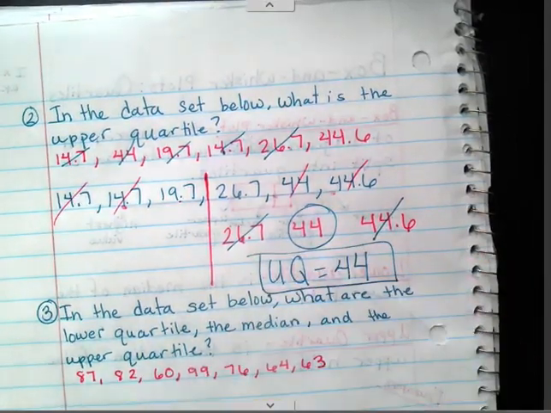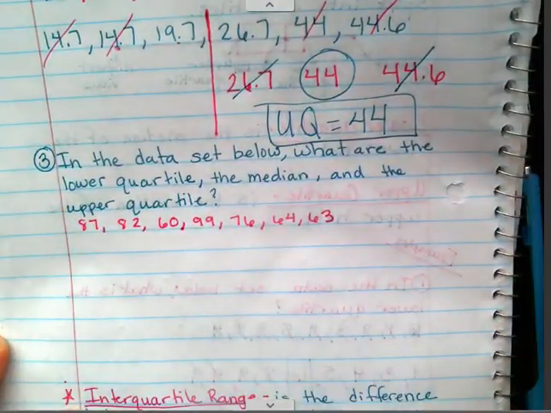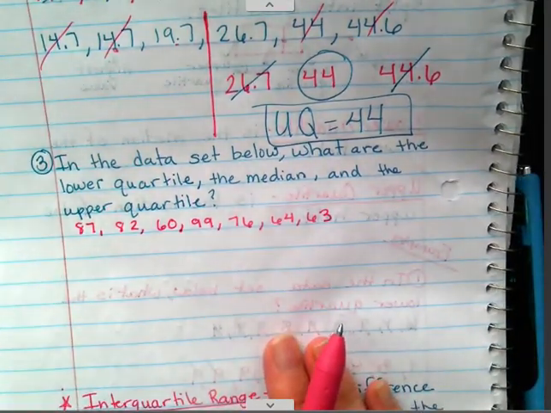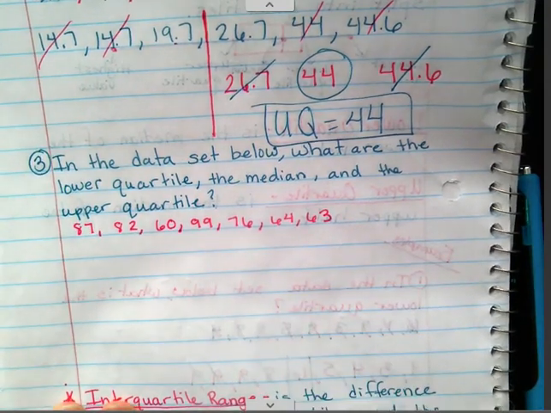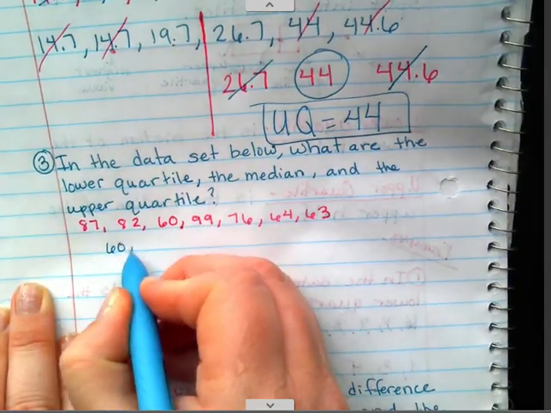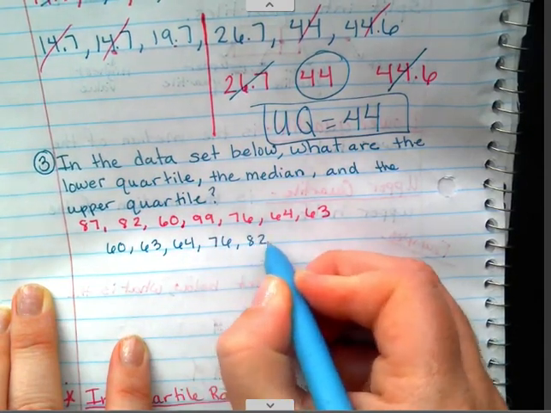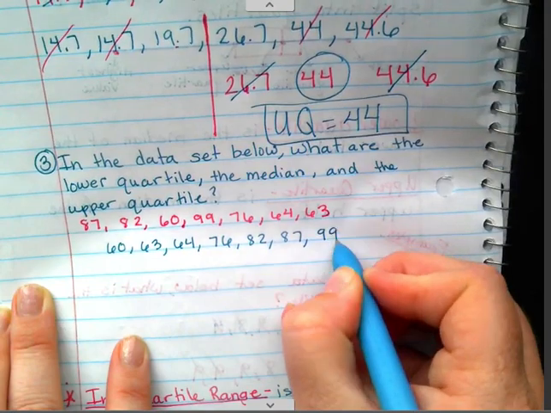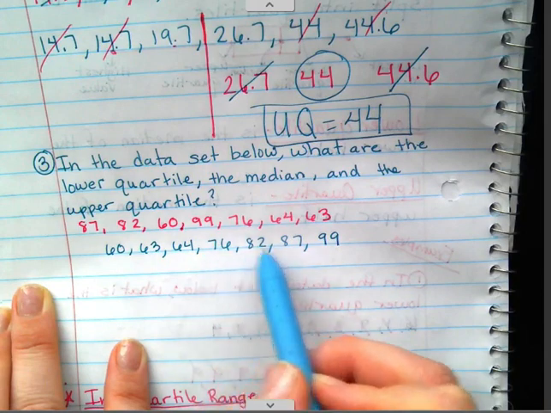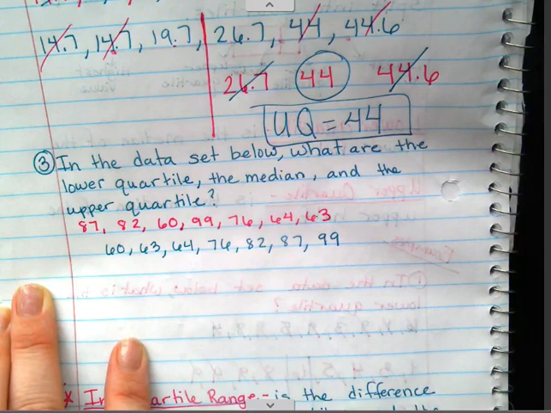All right. Example number 3. In example number 3, it says in the data set below, what are my lower quartile, the median, and the upper quartile? So it's asking me for all of the above. First, I'm going to order my numbers from least to greatest. So I'm going to do that quickly here: 60, 63, 64, 76, 82, 87, and 99. Make sure, if you want to do that method, that you have 1, 2, 3, 4, 5, 6, 7 numbers here and 1, 2, 3, 4, 5, 6, 7 numbers up there. Okay, so we're good.